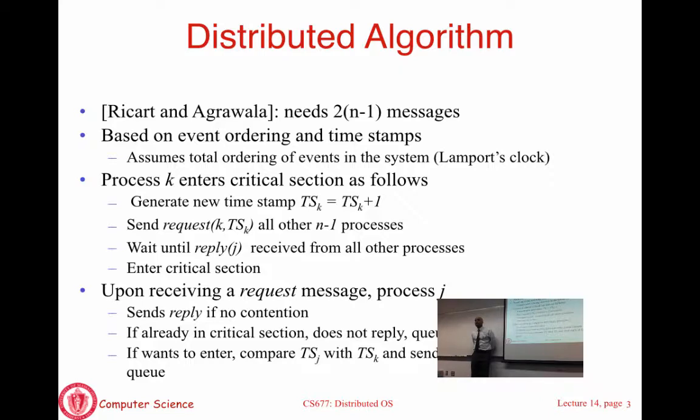Okay, the scenario is clear, right? One process crashed. Process K wants to enter the critical section. It sends a lock request to all other processes. The remaining active processes say go ahead. The crashed process does not reply because it's no longer active. So now what does process K do?